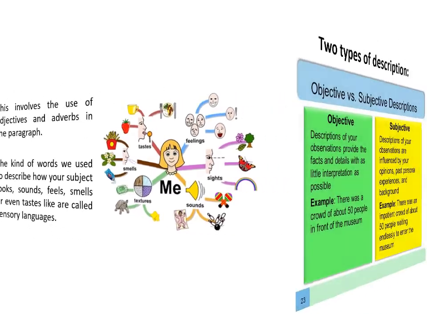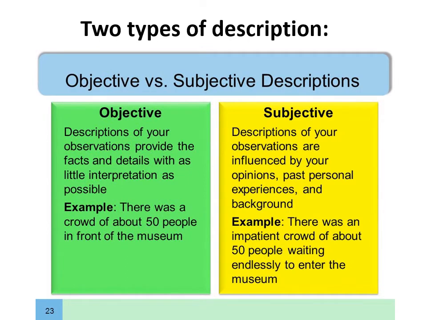There are two types of description. One that is objective and the other one is subjective. When we say objective, it is based on your observation, which provides facts and details with as little interpretation as possible. Meaning, what you see is what you say. There is no interpretation involved. For instance, there was a crowd of about 50 people in front of the museum, and that is very objective. How did you describe? There are 50 people in a crowd.